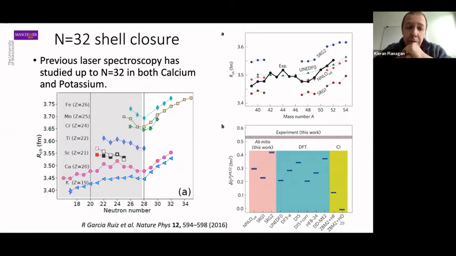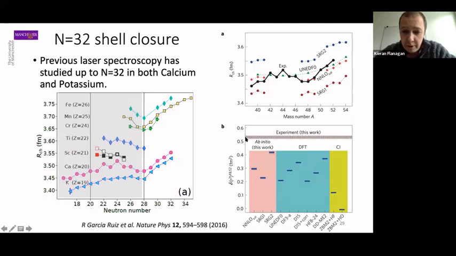Now, the previous state of play in this regional nuclear chart was the calcium measurements up to n equals 32, and the potassium measurements up to n equals 32. So we have charge radii measurements up to the shell closure. And these already represent a challenge for nuclear theory to reproduce the charge radius of calcium, which is larger than the state-of-the-art calculations can reproduce. And that's kind of shown here.